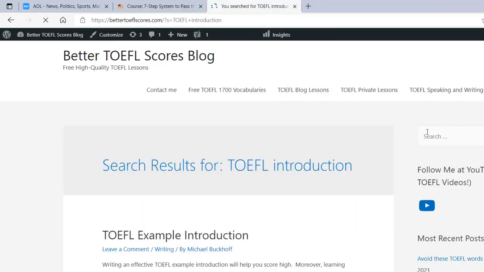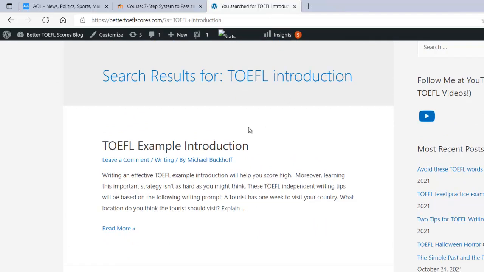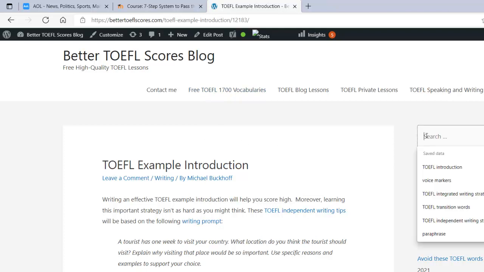If you type in the keywords, TOEFL example introduction, at my Better TOEFL Scores blog, I want you to review this one. And this will give you some good tips on how you can frame the introduction. You can expand it a little bit more than you did. You can raise a topic, and then you conclude with the thesis. So that's a good one.